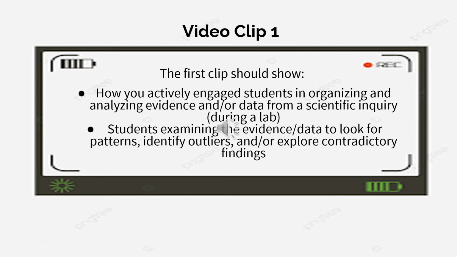The first video clip has to show how you're actively engaging students in organizing and analyzing evidence or data from some kind of scientific inquiry. So in other words, you have to do this during a lab. You have to show how students are engaging in organizing and analyzing their evidence or data from some kind of lab where they did the inquiry. Secondly, students need to be seen examining the evidence and data to look for patterns, to identify outliers, or to explore contradictory findings, or some combination of all three of these. But you want to make sure that students are examining the data to look for this, not necessarily you.